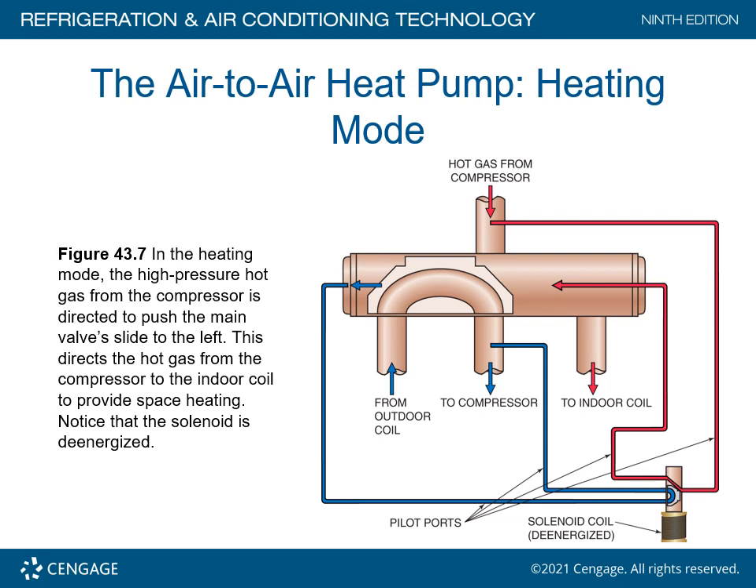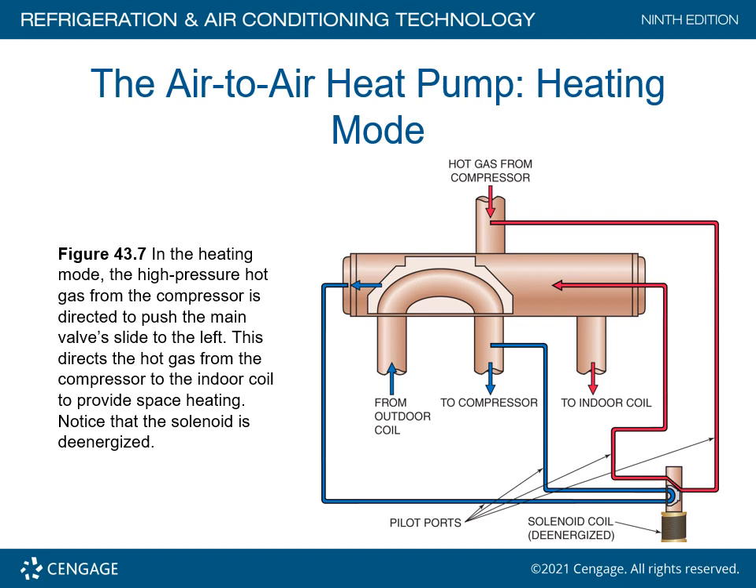Air-to-air heat pump heating mode. In the heating mode, the high pressure hot gas from the compressor is directed to push the main valve slide over to the left. This directs the hot gas from the compressor into the indoor coil to provide space heating. Notice that the solenoid is de-energized. So in this particular case, no power to the solenoid. Basically, in this position, this allows the unit to operate in the heat mode.